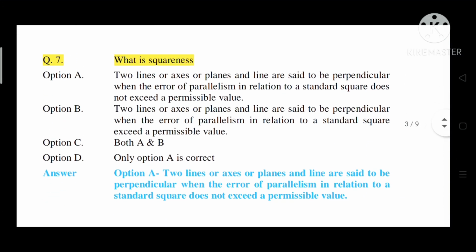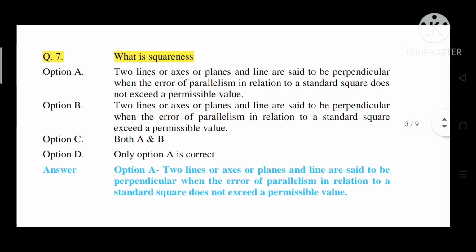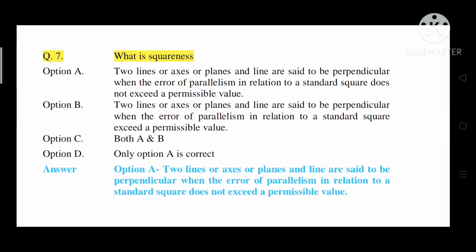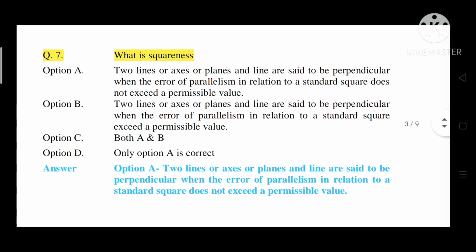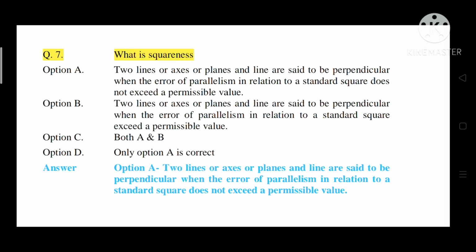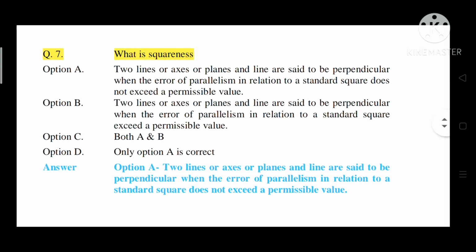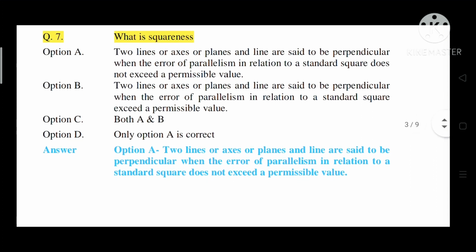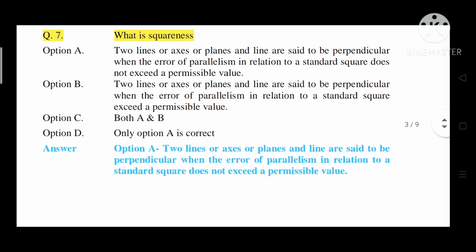Question number 7, what is squareness? Options are: option A, two lines or axes or planes and line are said to be perpendicular when the error of parallelism in relation to a standard square does not exceed a permissible value. Option B, two lines or axes or planes and lines are said to be perpendicular when the error of parallelism in relation to a standard square exceeds a permissible value. Option C, both A and B. Option D, only option A is correct.